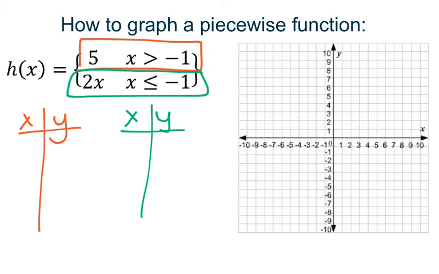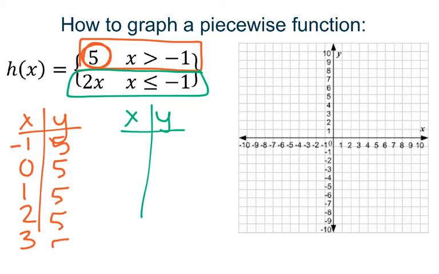Alright, so my restricted domain for the red function is x is greater than negative 1. So I definitely want to include negative 1, even though it doesn't say equal to. I want to know what happens at negative 1. And then I want any value that's bigger than negative 1. So 0, 1, 2, 3. And then for this one, I don't have to evaluate anything because it tells me what the y coordinate is going to be. 5, 5, 5, 5.